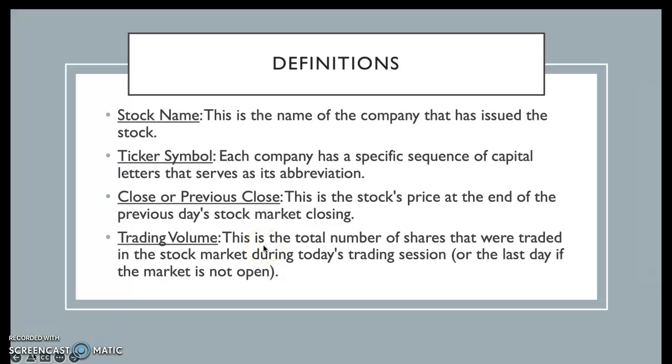The close or previous close, that's the stock's price at the end of the previous day's stock market closing. The trading volume, this is the total number of shares, also known as stocks, that were traded in the stock market during today's trading session or the last day it was open. If you're looking at this on a Saturday, the stock market is only open work days Monday through Friday. So the trading volume would be for the previous day.